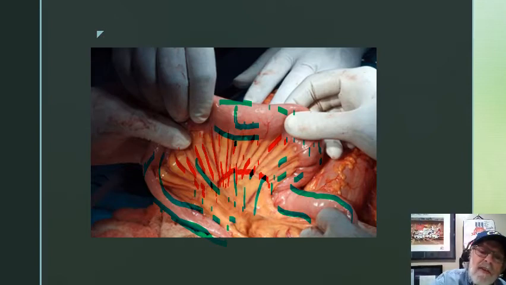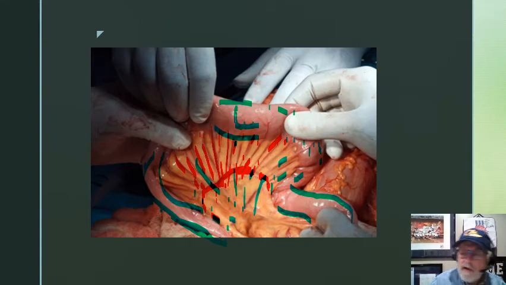There's a little arcade right there. You don't have to remember that, but the little arcades are little loops of blood vessels, and from that we have these little hair-like structures, which are basically the vasa recta, the blood vessels that come out from the tops of those little arcades of blood vessels.